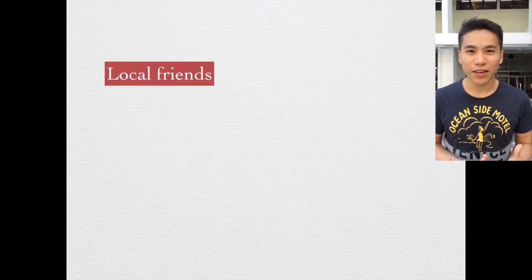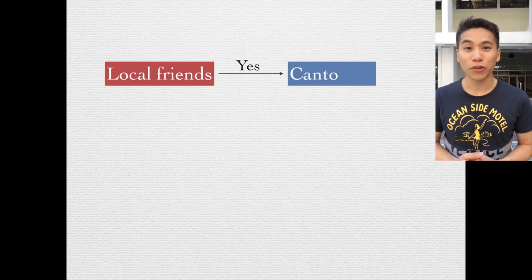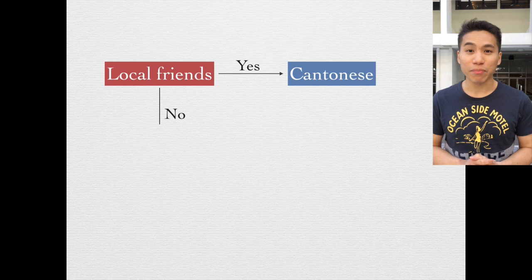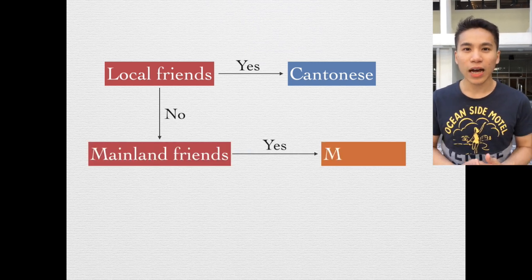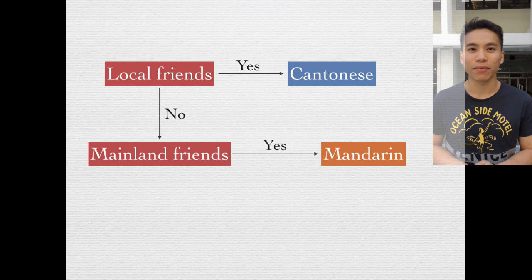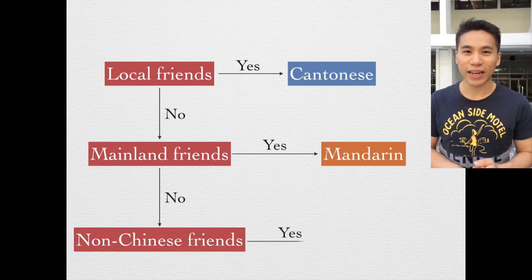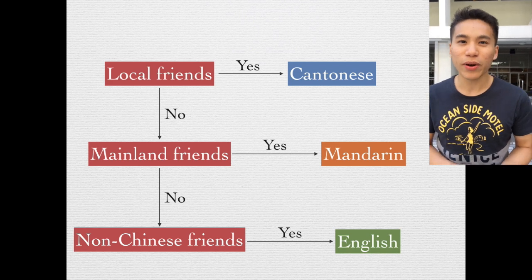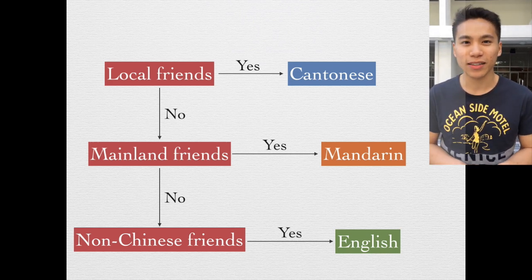Of course, when I talk to my local friends, which are born and raised in Hong Kong, we use my first language, which is Cantonese. But when I meet some friends which are originally from the mainland China, different provinces, I'll use Mandarin to communicate with them. And lastly, when I communicate with some friends which are expatriates, not Chinese, the common language that we have is English, and definitely we'll use English to communicate.